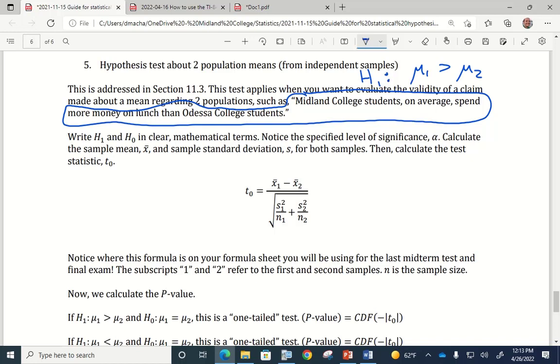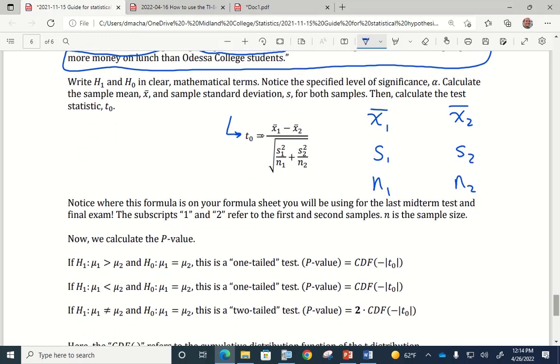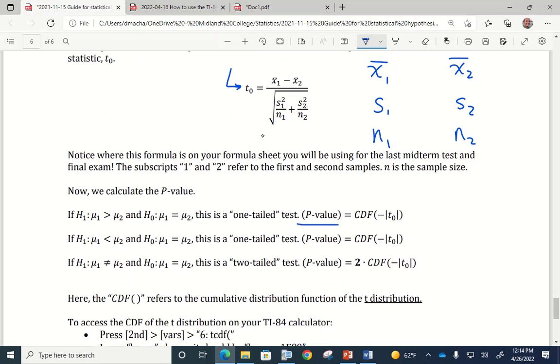Well, not every Midland College student has an identical twin that goes to Odessa College. So I can't really pair people up like in the dependent case. And in fact, we can calculate a test statistic, t, using the sample means. Remember, x1 bar would be the sample mean of the amount of money that Midland College students spend. So if I take a random sample and ask how much you are spending on lunch, then we average all those numbers together, that'd be x1 bar. x2 bar is the same thing, but for Odessa College. And then I can also calculate sample standard deviations for Midland College and Odessa College, and I'll have a different sample size for both. After you calculate that test statistic, we just calculate the p-value using that formula, where that CDF is the t-distribution CDF.